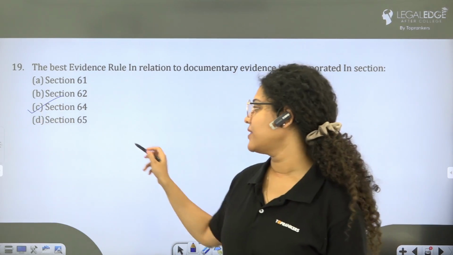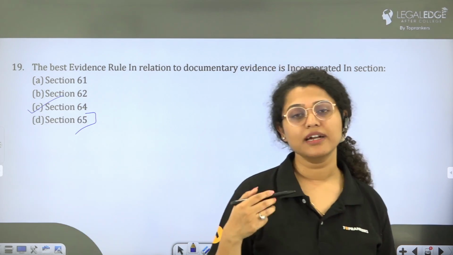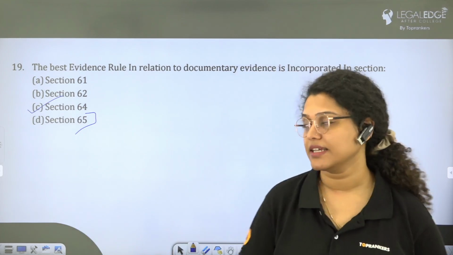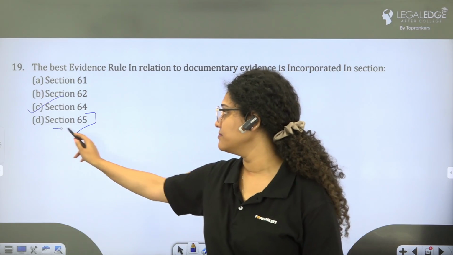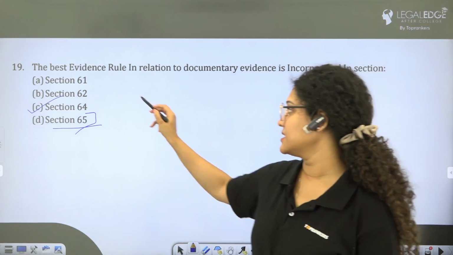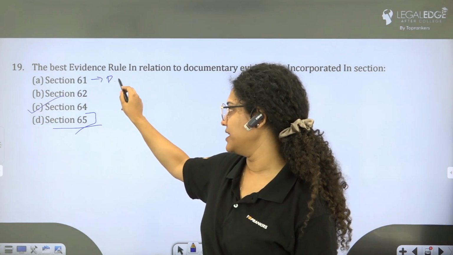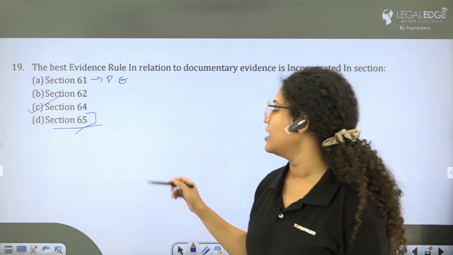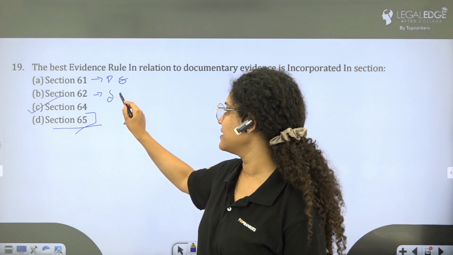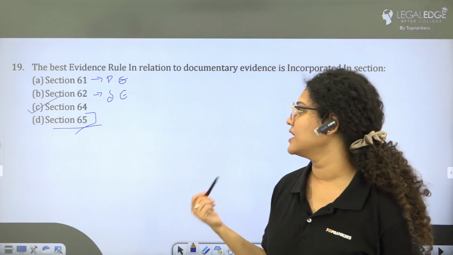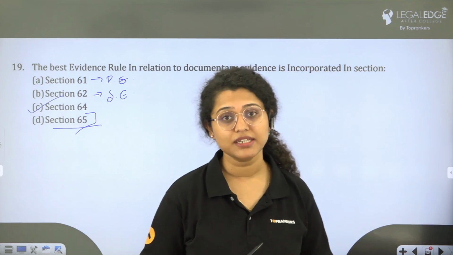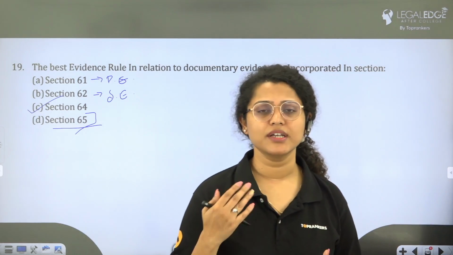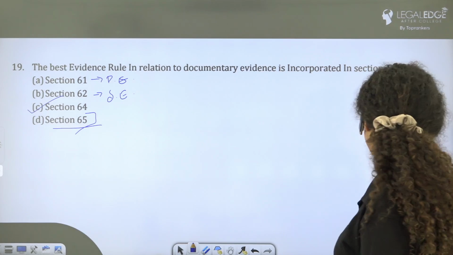In section 65, there is a method provided for under which situations you can produce secondary evidence. Where can secondary evidence be produced? That is provided in 65. Section 61 gives the definition of primary evidence. What is primary evidence? Its definition is in section 61, and section 62 has the definition of secondary evidence. Section 64 says that primary evidence is the best evidence, and 65 tells you how, or under what situations, secondary evidence can be produced.